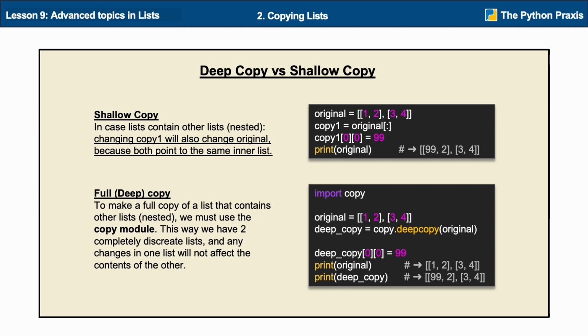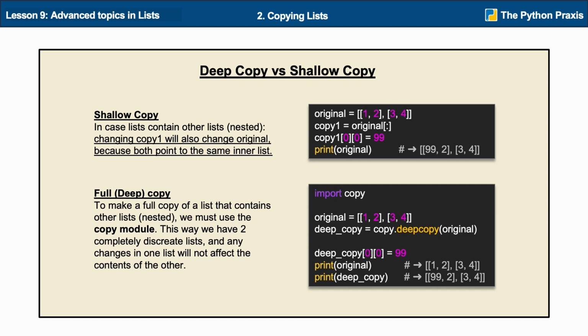We define a list named original with 2 elements, where both these elements are lists themselves. The first element is a list containing integers 1 and 2. The second element is another list containing elements 3 and 4. We will use the slicing method to create a copy of the original list, and we name this new list copy1. Now, we change the first element of the first inner list in the copy1 to 99. We notice, though, that this change has also affected the original list. This happens because both original and copy1 lists point to the same inner lists.